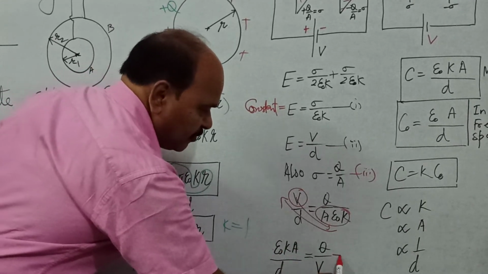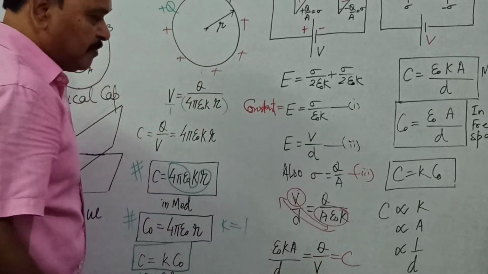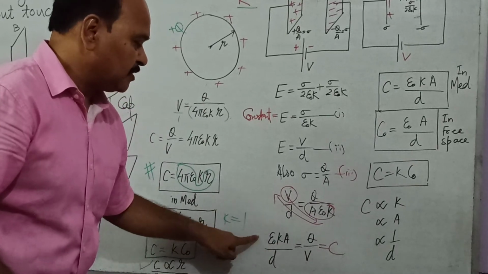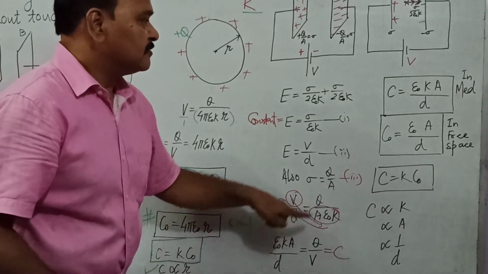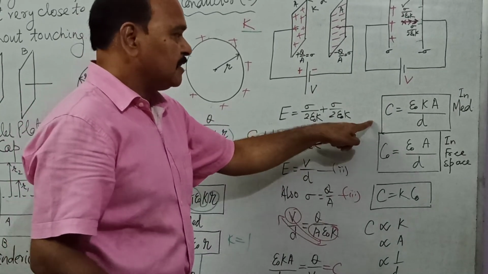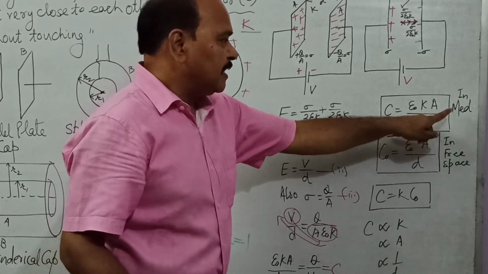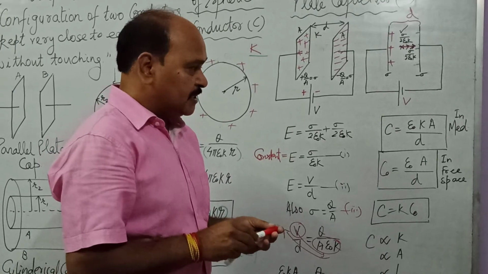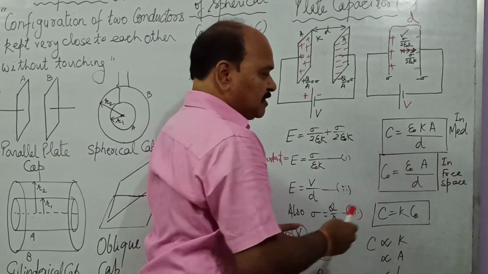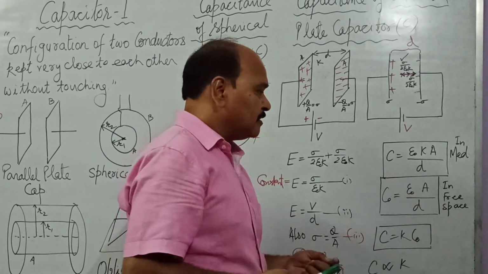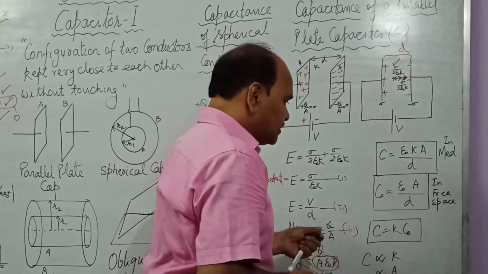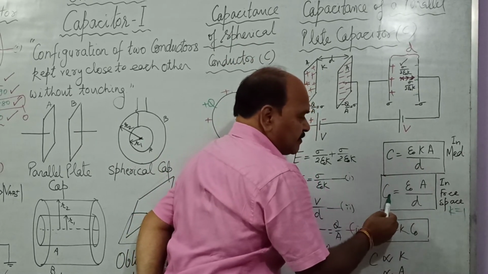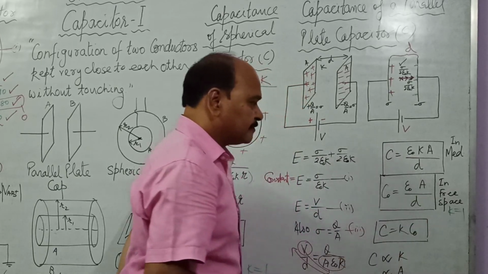And we all know that Q upon V is what? C. This simply means C, the capacitance of parallel plate capacitor, is going to be epsilon naught KA by D. So this is the capacitance of parallel plate capacitor, epsilon naught KA by D, in a medium, if there is a medium in between the two plates whose dielectric constant is K. And if there is free space in between the two plates, or air or vacuum, in that case we can write K as what? 1. If we write K as 1, the capacitance becomes epsilon naught A by D.